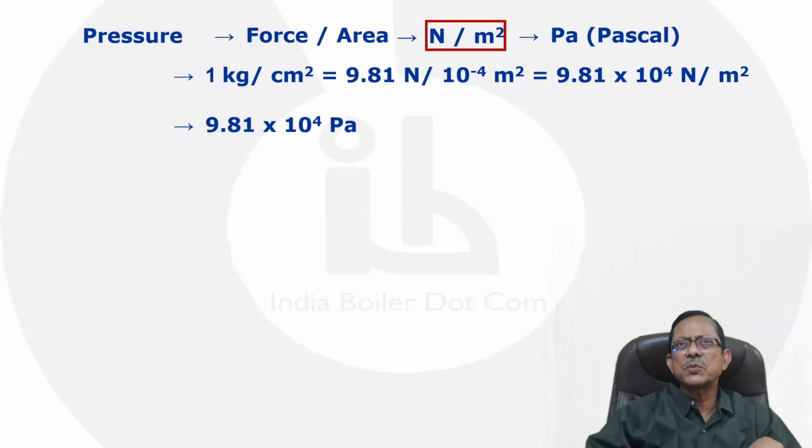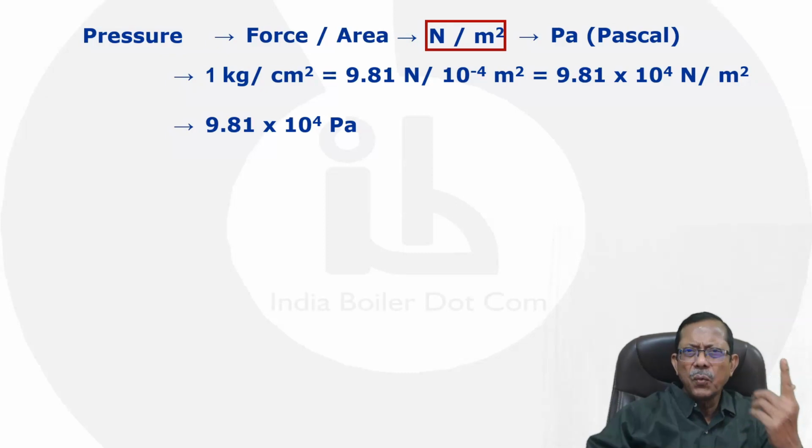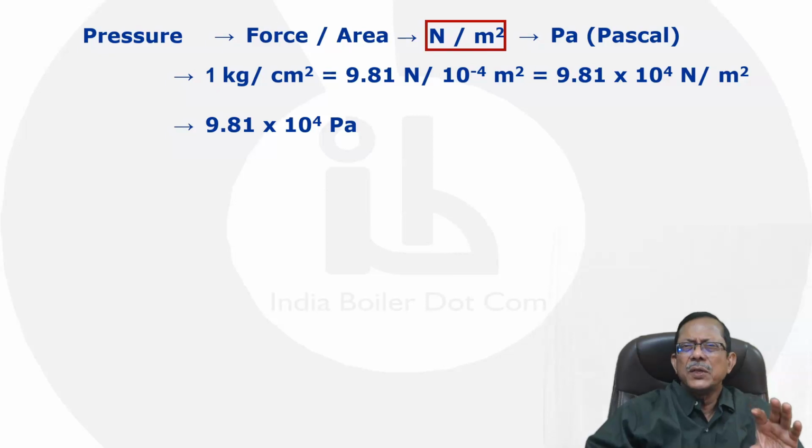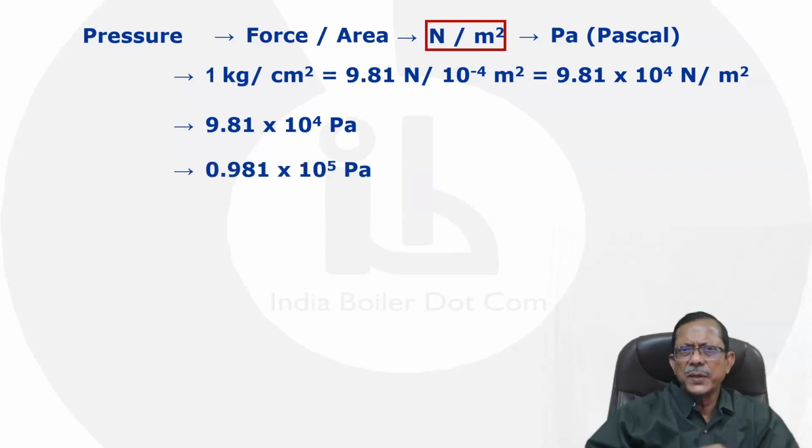Now this Newton per meter square is Pascal, so 9.81 into 10 raised to 4 Pascal is 1 kg per centimeter square. In fact, you can imagine the Pascal, the unit of pressure in SI, is a very small unit, because 1 kg per centimeter square almost becomes 1 lakh Pascal, right? So most often we do not use Pascal, we use kilopascal, or we use another unit, that is bar, right? So to make it bar, what I do is 9.81 into 10 raised to 4, I make it 10 raised to 5. So it will become 0.981 into 10 raised to 5 Pascal.